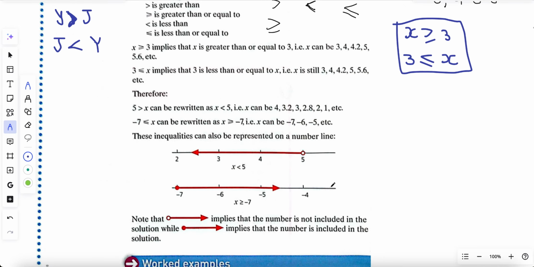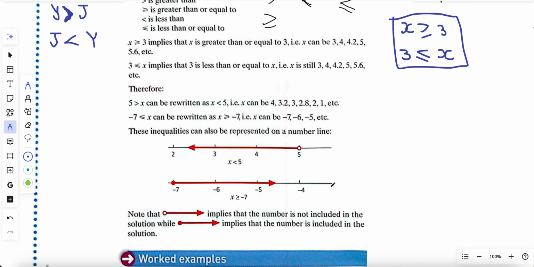All of this can be represented on a number line.